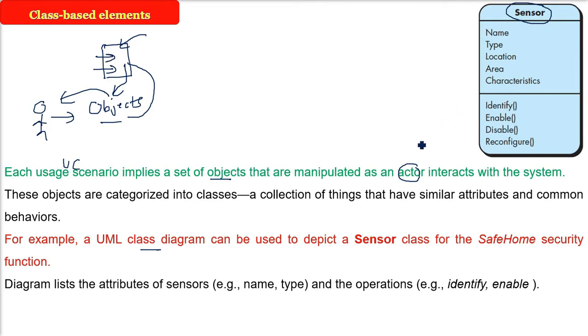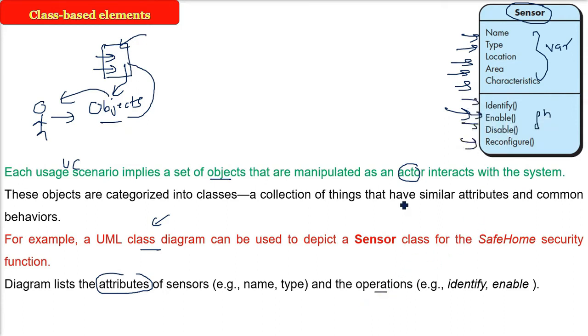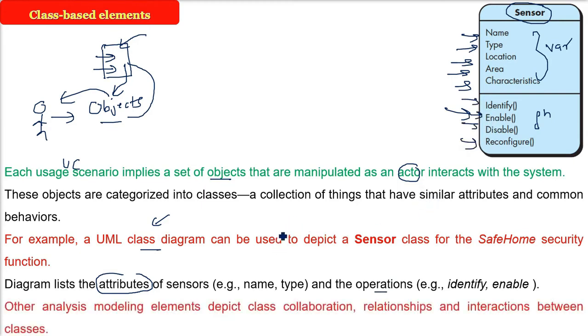In a class, we will have variables and functions. Variables are nothing but the attributes we are talking about. For example, name, type, location, area, characteristic for a specific sensor. Now, what are the functions or operations which the sensor is going to do? Identify, enable, disable, reconfigure. So the first part is the variables, and the functions are going to work on these variables. So we started with the actors and now we are coming up to the classes.